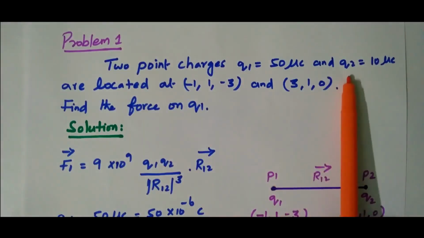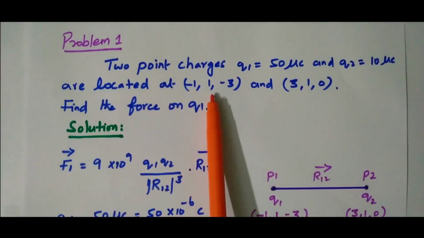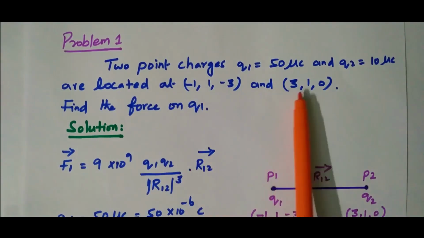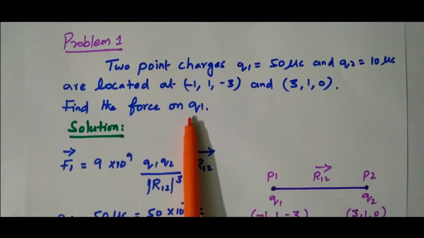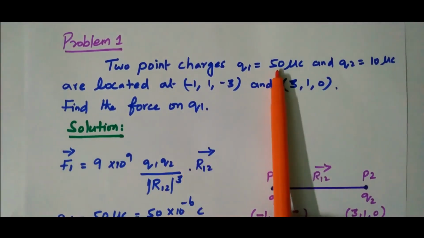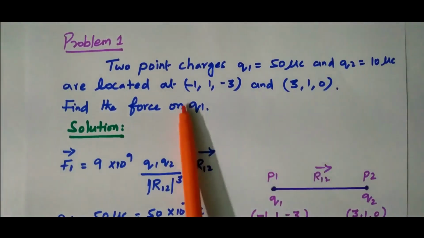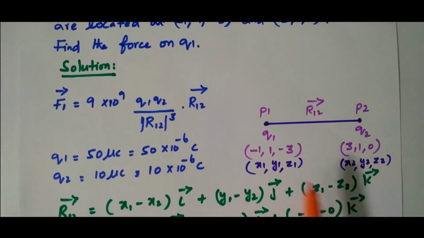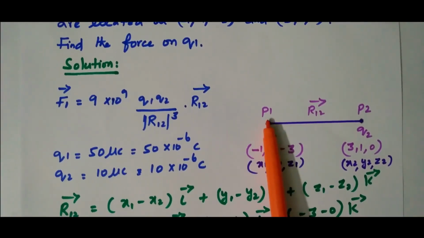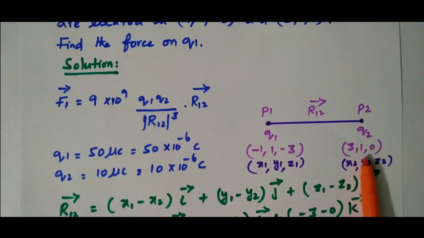Q1 is 50 microcoulomb and Q2 is 10 microcoulomb, located at the points minus 1, 1, minus 3 and 3, 1, 0. Find the force on Q1, right? Two charges are available, 50 microcoulomb and 10 microcoulomb, at two different points. We need to find the force on Q1. The diagram is available here: Q1 is located at the first point, minus 1, 1, minus 3, and Q2 is at the second point, 3, 1, 0.